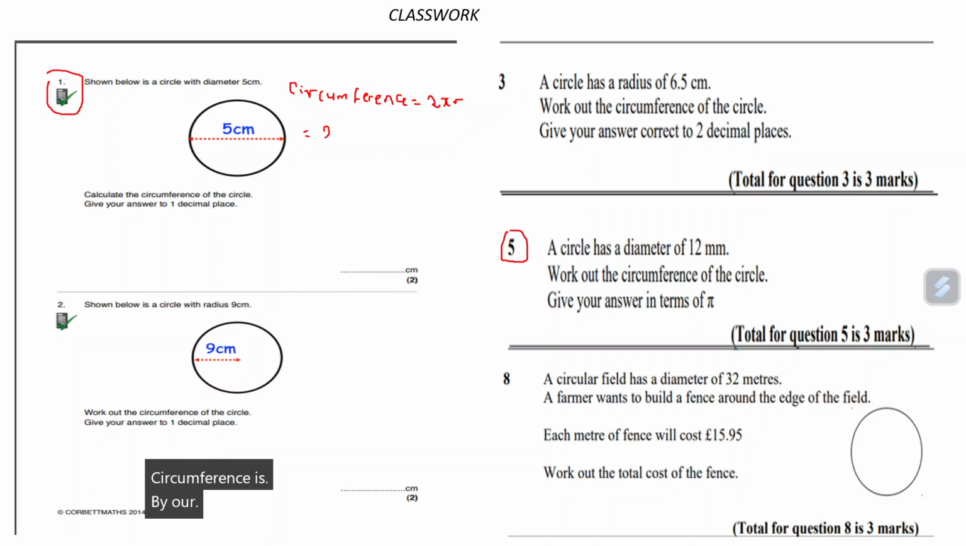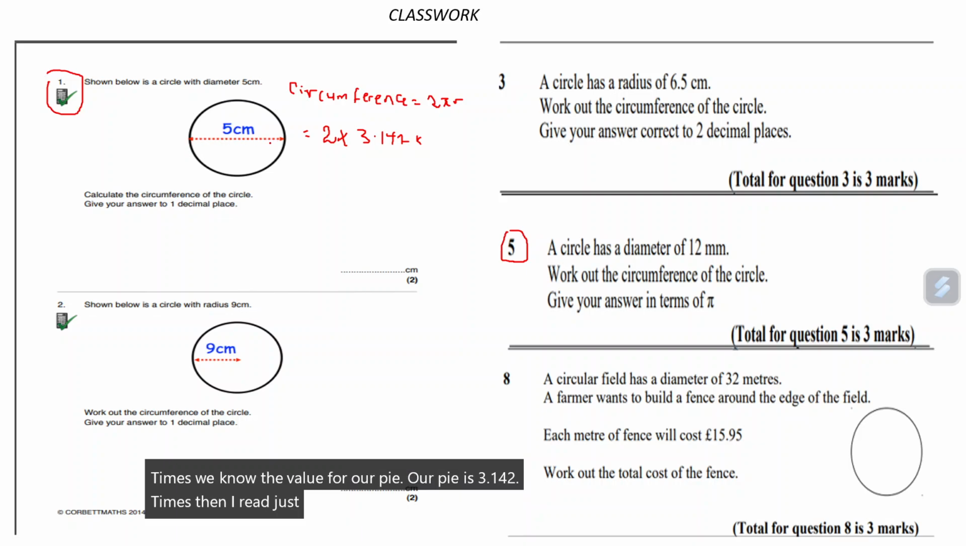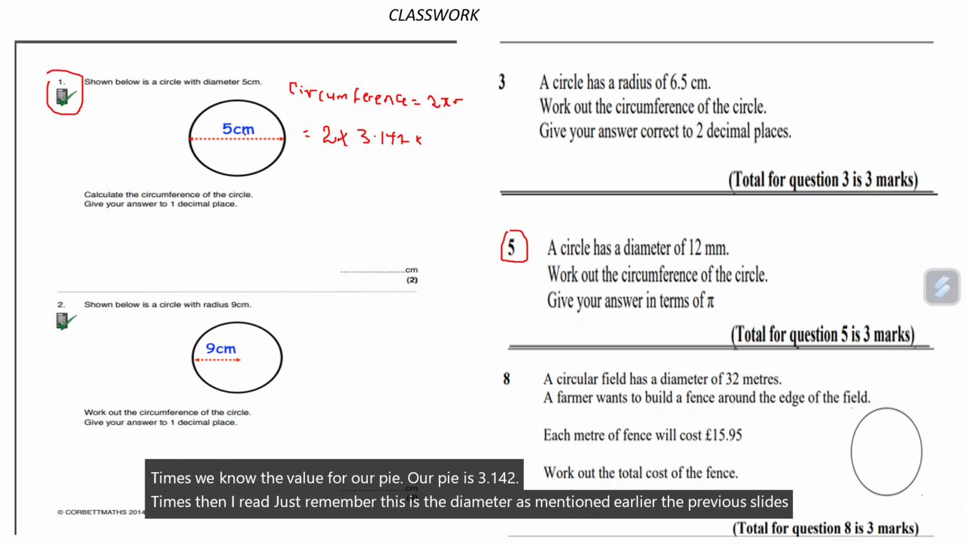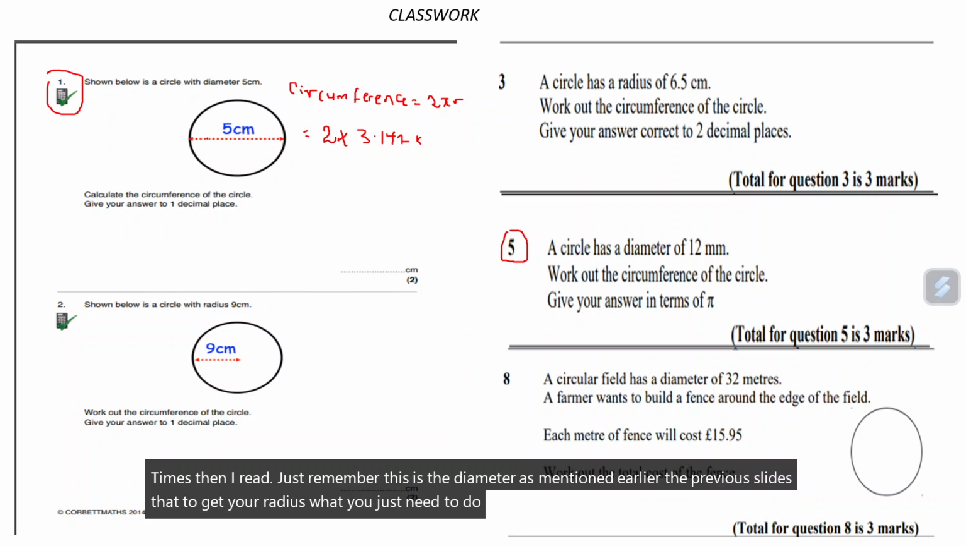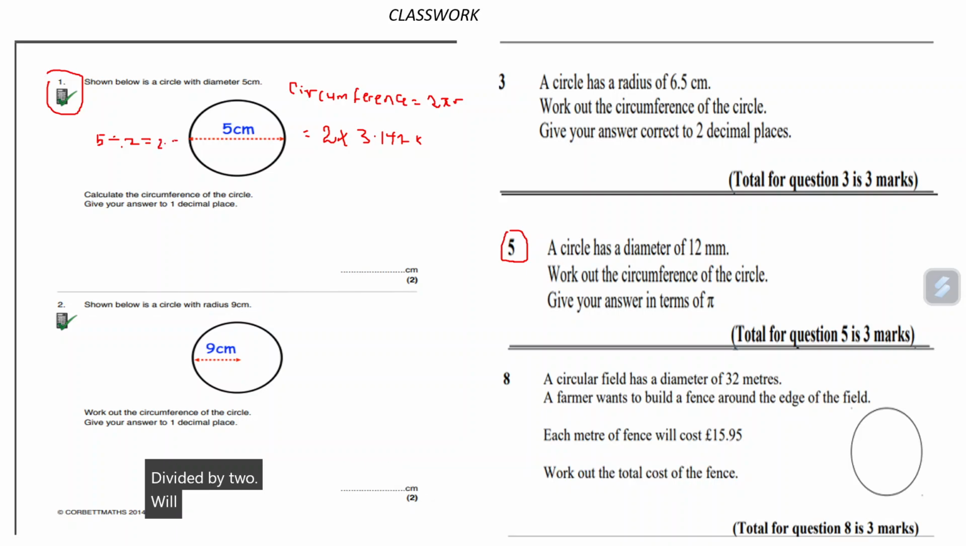So that will be 2 times, we know the value for our pi, pi is 3.142, times. Then our radius. Remember, this is the diameter. As mentioned earlier in the previous slides, to get your radius, what you just need to do is to halve the diameter. So 5 divided by 2 will be 2.5. Our radius is 2.5.